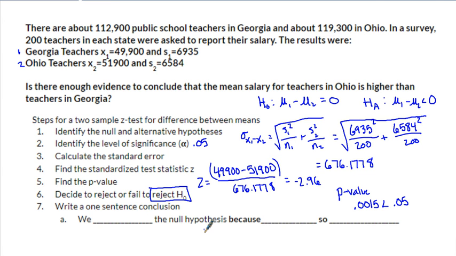And then same as before, you can use this little template to write your one-sentence conclusion. So we reject the null hypothesis because the p-value is less than alpha. So there is enough evidence to say that the mean salary in Ohio is higher than in Georgia. And I'm not going to take the time to write all of that out because you guys don't need to watch me write. But there is enough evidence because we reject our null hypothesis.